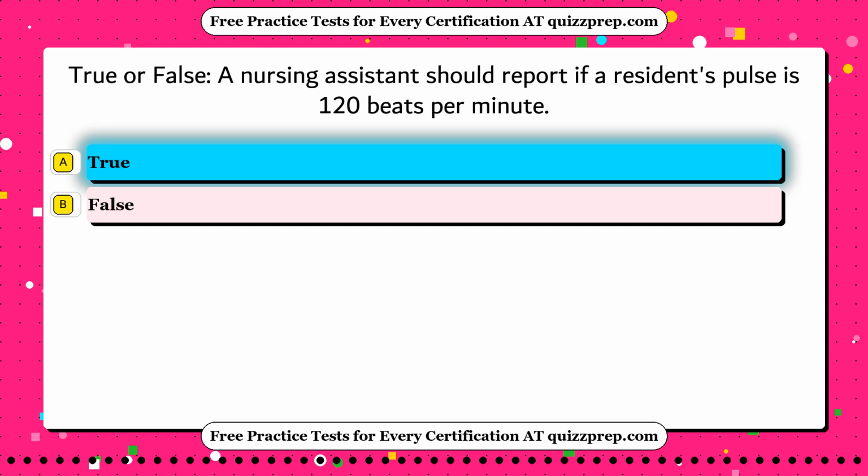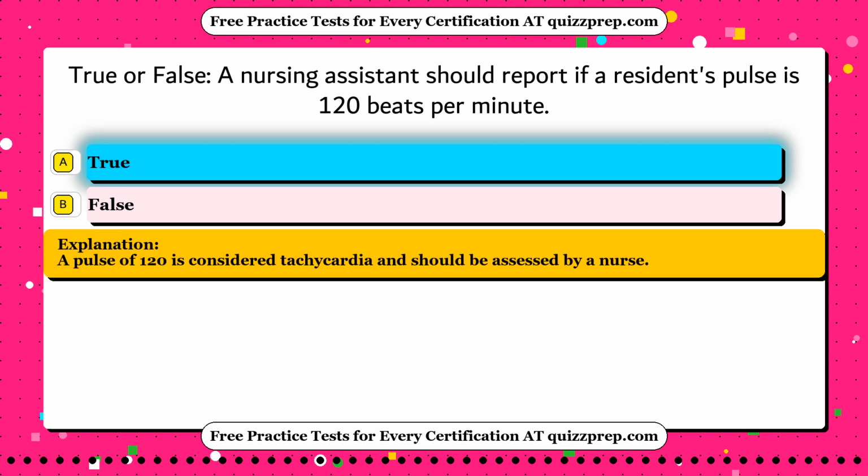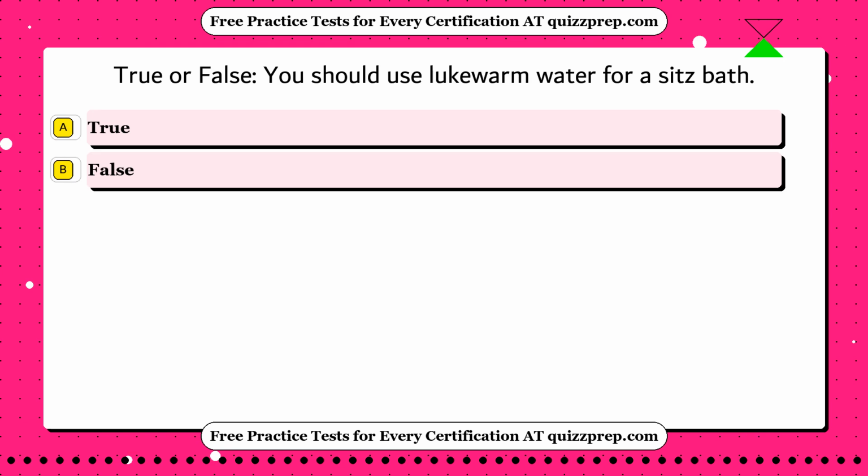The correct answer is option A, true. A pulse of 120 is considered tachycardia and should be assessed by a nurse. Question 88. True or false, you should use lukewarm water for a sitz bath? Option A, true. Option B, false.